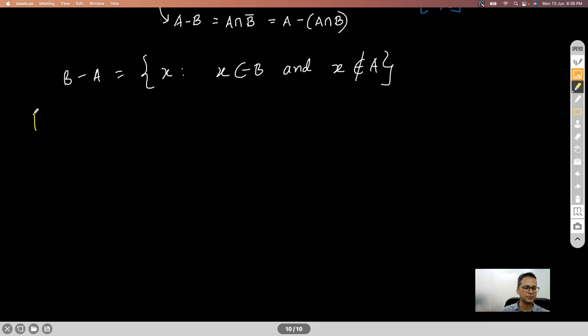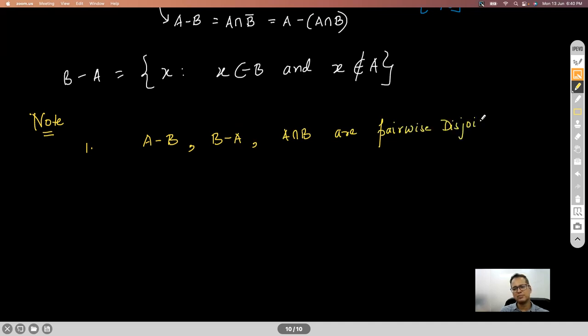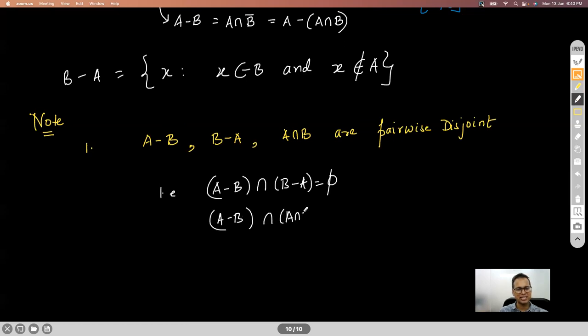All right. So let's write down a few important points or notes. Number one, A minus B, B minus A and A intersection B are pairwise disjoint. What is the meaning of pairwise disjoint? Pairwise disjoint means if you take any two of them and take their intersection, it will be a null set. So if I take the first two, A minus B and B minus A, this will be a null set. If I take A minus B and A intersection B, this will be a null set. If I take A intersection B and B minus A, this will be a null set.